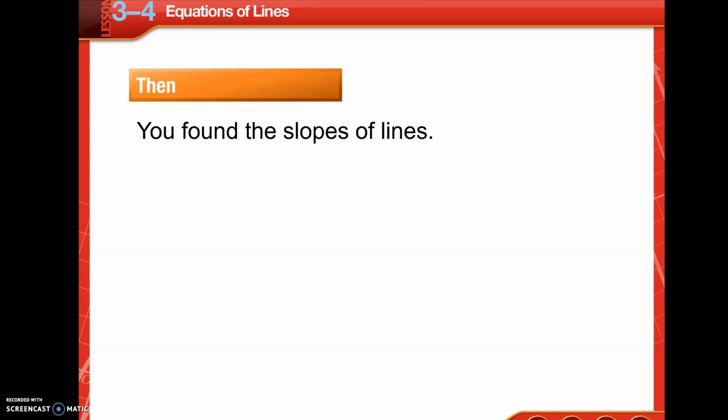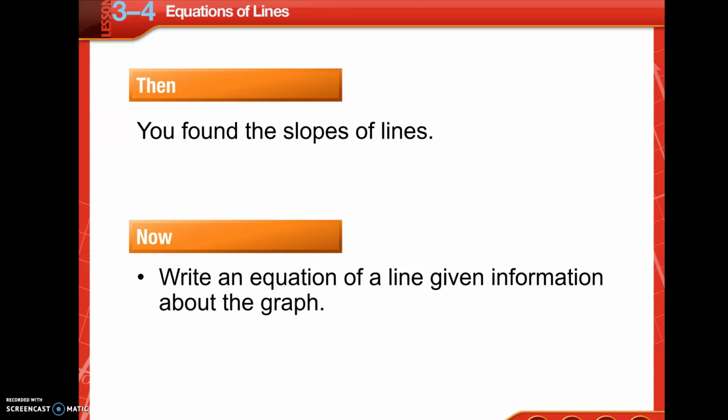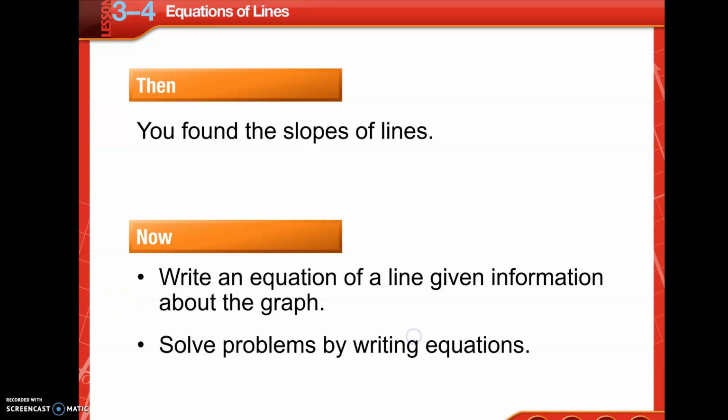All right, last lesson we learned about finding the slope of lines given 2 points and also from a graph. Today we're going to write an equation of a line given information about the graph, so kind of seeing the graph, and then we're also going to write it with 2 points, and then we will look at parallel and perpendicular lines.